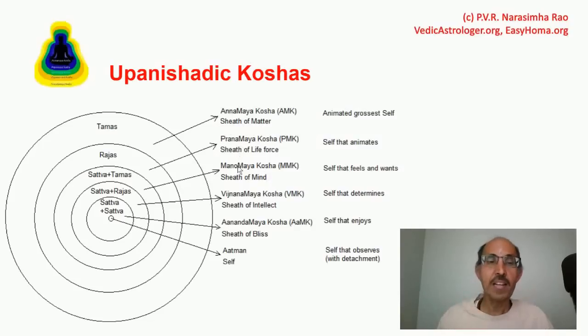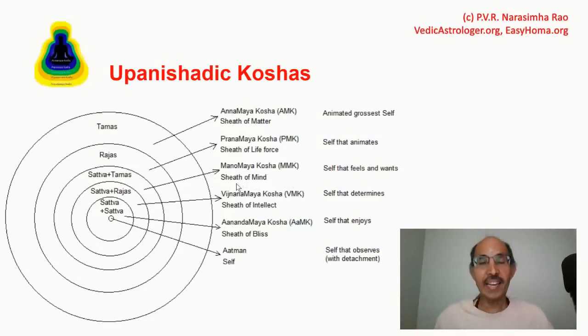At a more subtle level, we have something called manomaya kosha, the sheath of mind. And this is the self that feels and wants. Based on various previous lives, we have some vasanas, some conditioning, some desires. We want something, we don't want something, and we find something to be good, something to be bad, something to be desirable, something to be undesirable. All that conditioning is captured by an entity called mind, and that kosha is manomaya kosha.